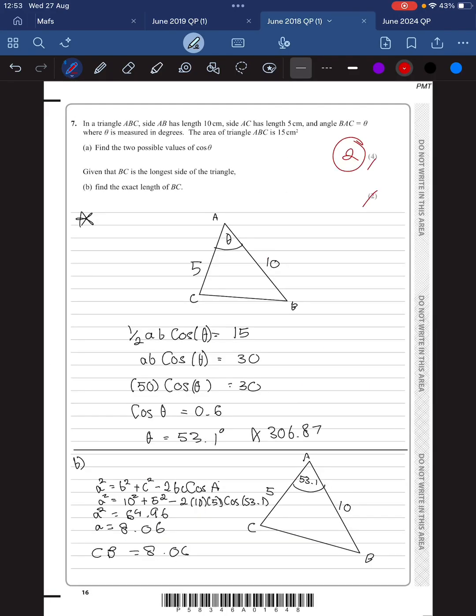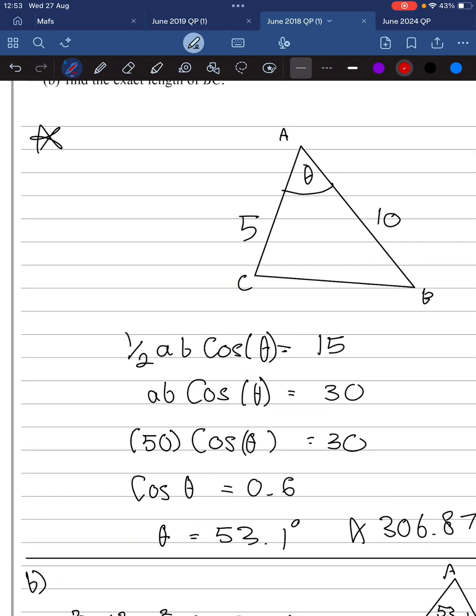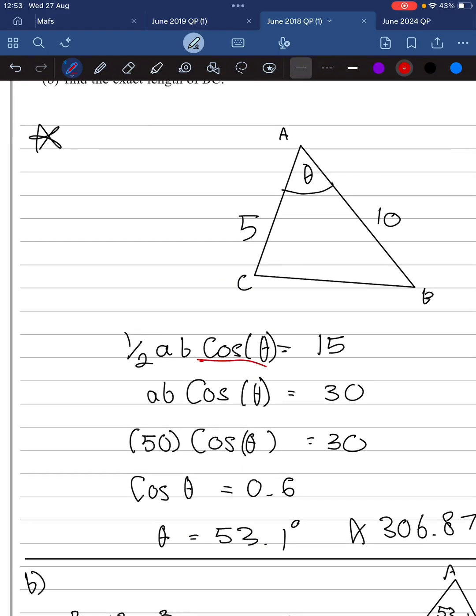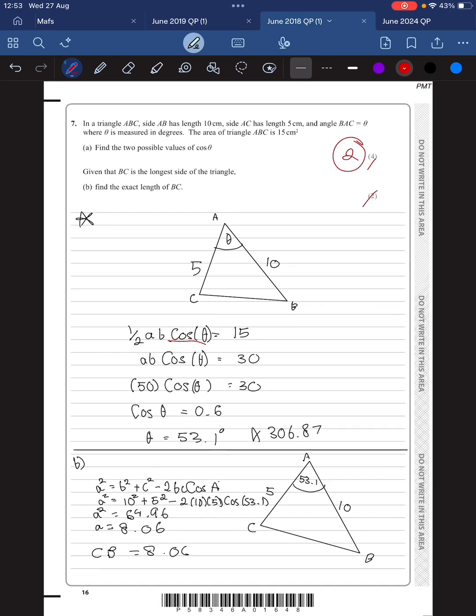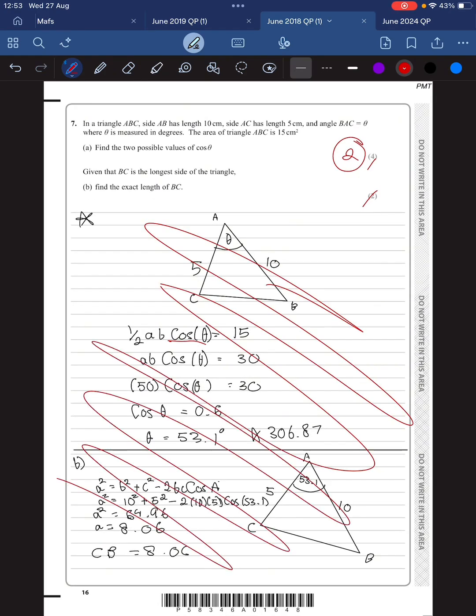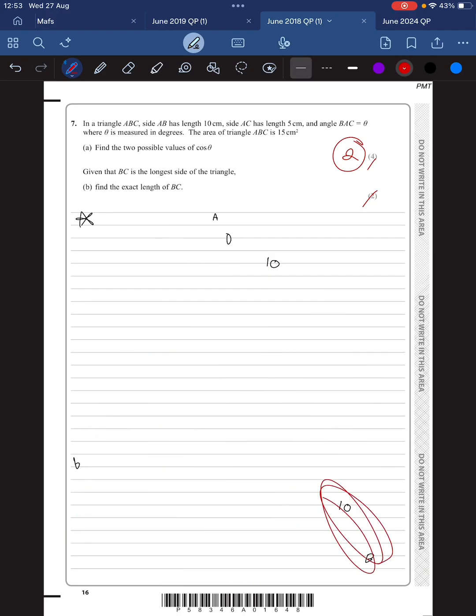So we're doing question 7 now. This question really boggled my mind, I won't lie to you. I even started doing the wrong formula for it. So it should have been half AB sine theta. So I'm going to remove all of this bad working out, and I'm going to... Please rub out.